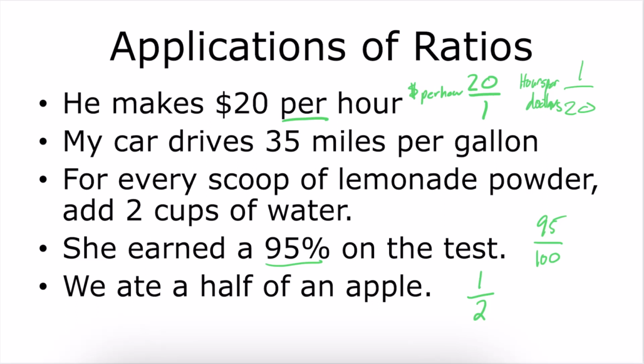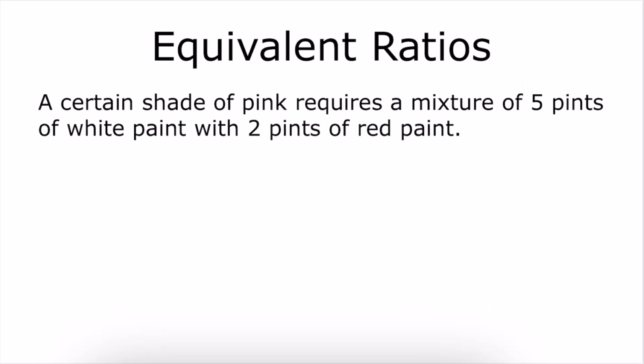Basically, anytime that you have a relationship between 2 amounts, like it's $25 for every ticket, or you have 2 teaspoons of salt for every 5 cups of flour, any relationship like that can be expressed as a ratio. And we say that ratios are equivalent to each other if the fraction representations of the ratios are equal to each other. So for example, if you were painting something and a certain shade of pink requires a mixture of 5 pints of white paint to 2 pints of red paint.